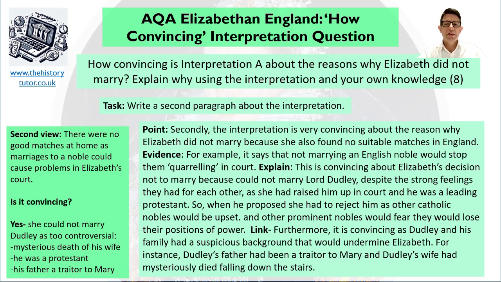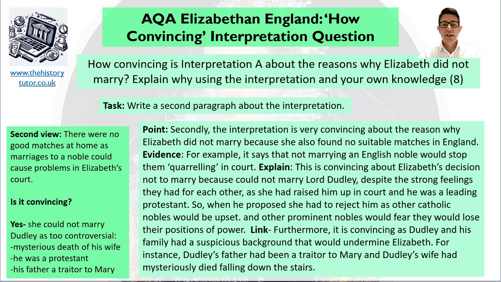This is convincing about Elizabeth's decision not to marry, because she could not marry Lord Dudley, or Leicester as he might be known, despite the strong feelings they had for each other, as she had raised him up in court and he would be a leading Protestant. So when he proposed, she would reject him, as other Catholic nobles would be upset and other prominent nobles would fear they would lose their positions in court.